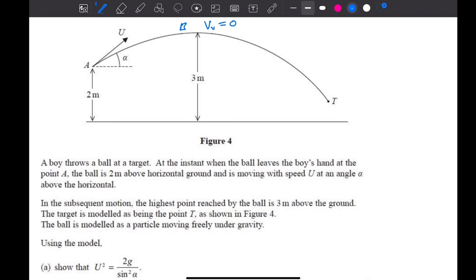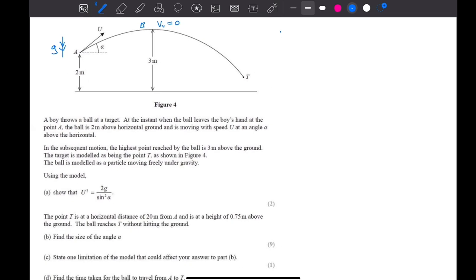The target is modelled as being at point T over on the right hand side. As shown in figure 4, the ball is modelled as a particle moving freely under gravity. So we know we've got acceleration going down, we can call that g. Nice. Using the model, show that u squared is equal to 2g over sine squared alpha. So we'll do suvat. So let's start with the vertical.